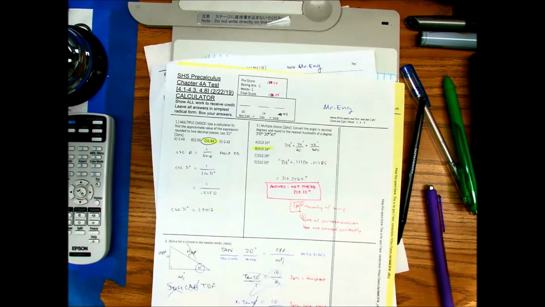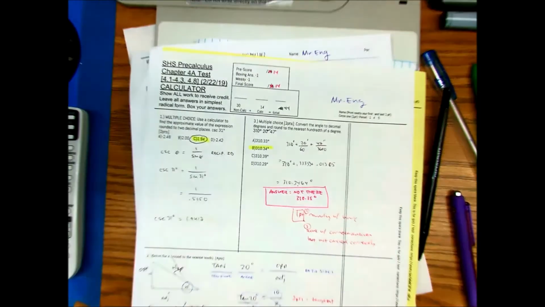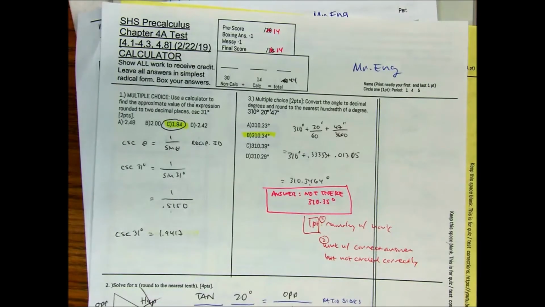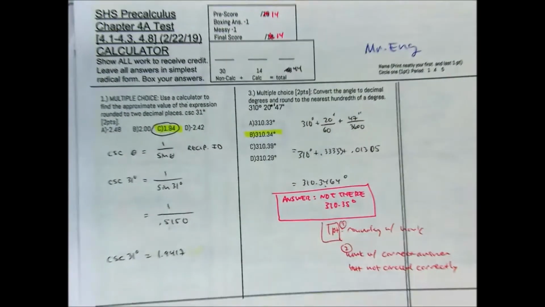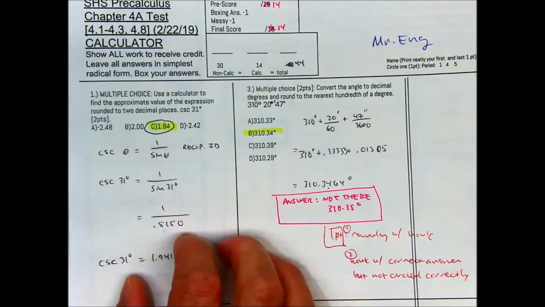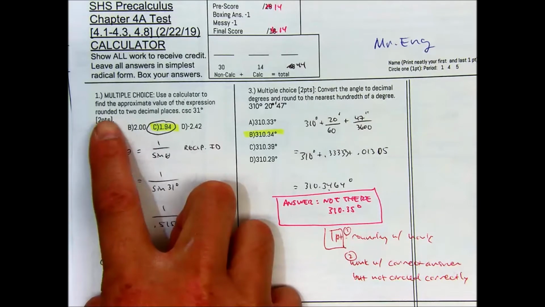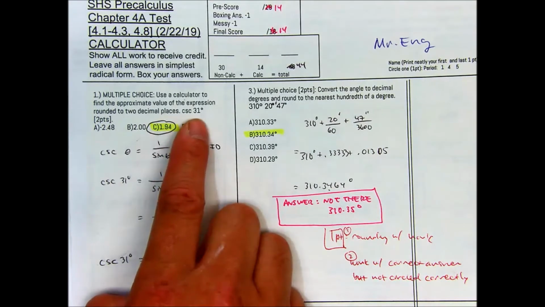Alright, so the Chapter 4A test, taken a long time ago, February 22nd, 2019. This is the calculator version. It was out of 14 points. Question number 1, multiple choice. Use a calculator to find the approximate value of the expression rounded to 2 decimal places, cosecant of 31 degrees.